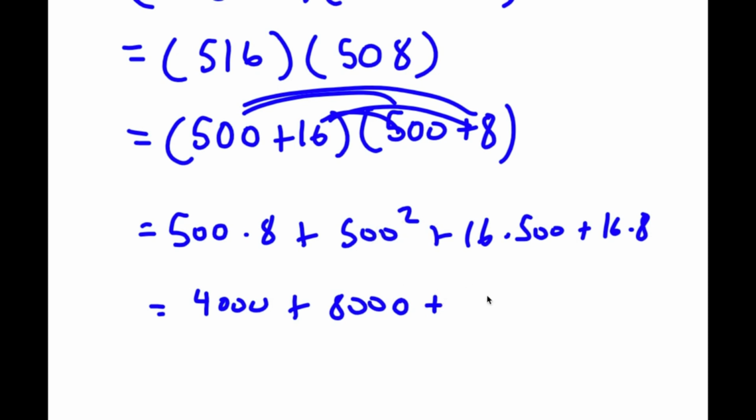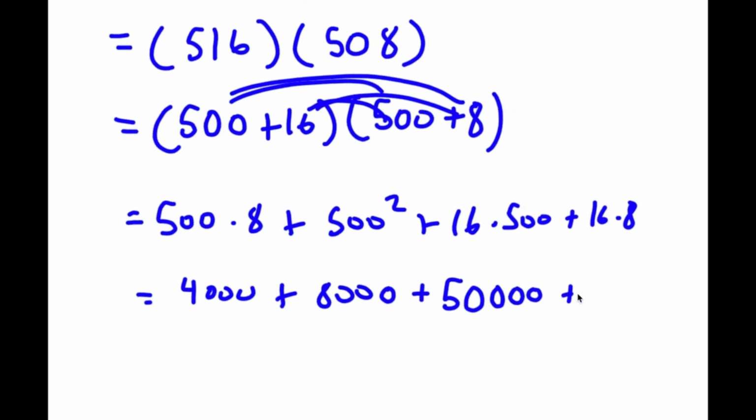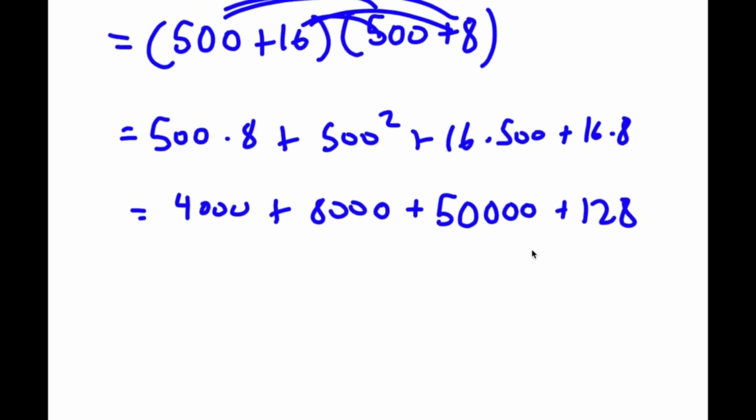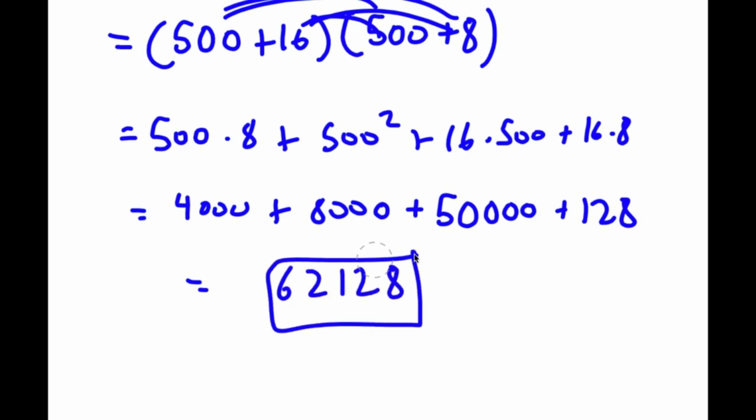Now 500 squared, that's going to be 250,000. And 16 times 8, that's simply equal to 128. So I have 4,000 plus 8,000 plus 250,000 plus 128. 4,000 plus 8,000 is 12,000. 12,000 plus 250,000 is 262,000. And 262,000 plus 128 is 262,128. So this is my answer.